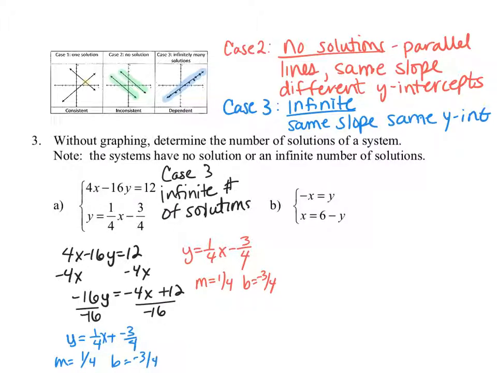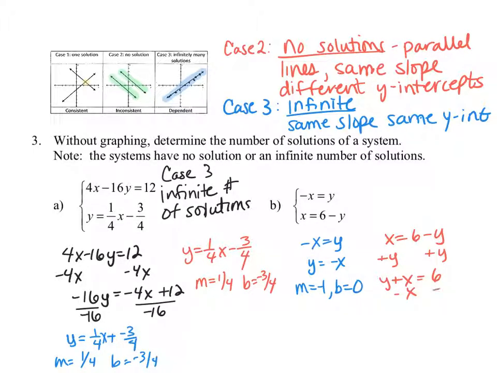Let's look at part B. Taking our first equation, negative x is equal to y, we can write that as y is equal to negative x. We can see that this has a slope of negative 1 and a y-intercept of 0. The second line, x equals 6 minus y, we can write in terms of y equals mx plus b. I'm going to add y to both sides of the equation, and I get y plus x is equal to 6. I'm going to subtract x from both sides to get y is equal to negative x plus 6. Here we see that the slope is negative 1 and the y-intercept is 6.